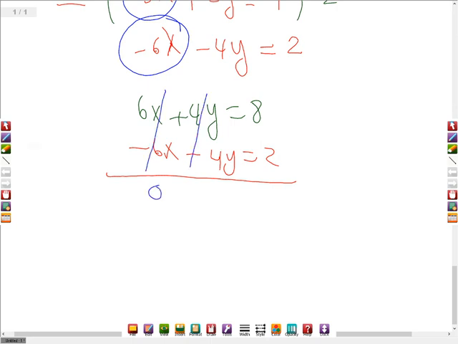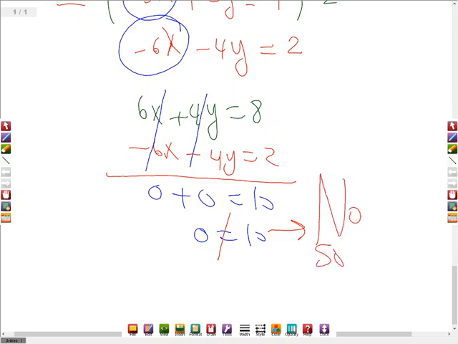Wow, 0 equals 10? 0 equals 10, that's a conflict. 0 does not equal 10. That means when we have this situation, no variables remaining, and both sides are not the same number, we call this no solution.